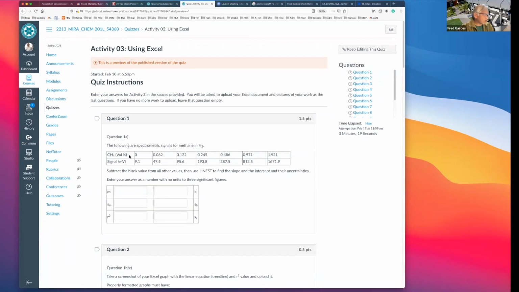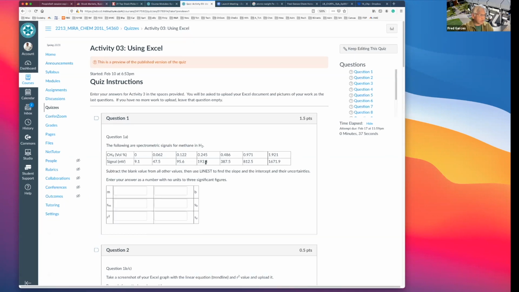This is question 1. It gives you some concentrations or percent volume right here and the signal. So this could easily be the concentration of a chemical and absorbance, or some measurements from an instrument. And what you are going to be doing is plotting this, and then you're going to get the slope and the intercept.